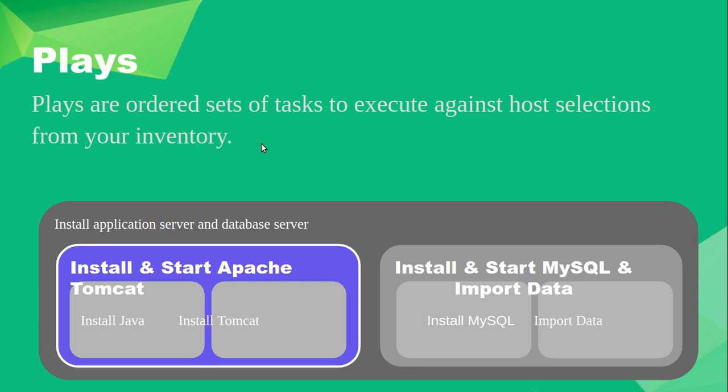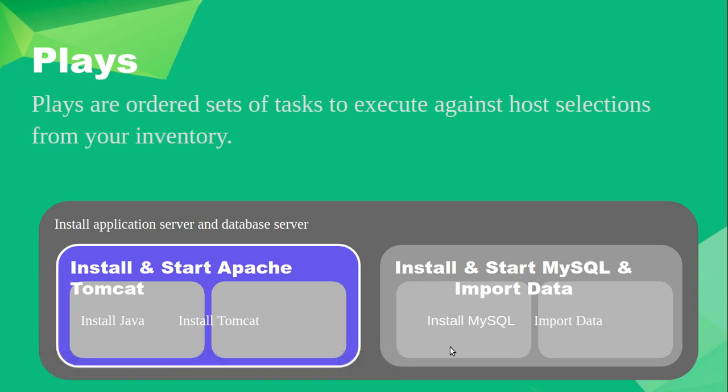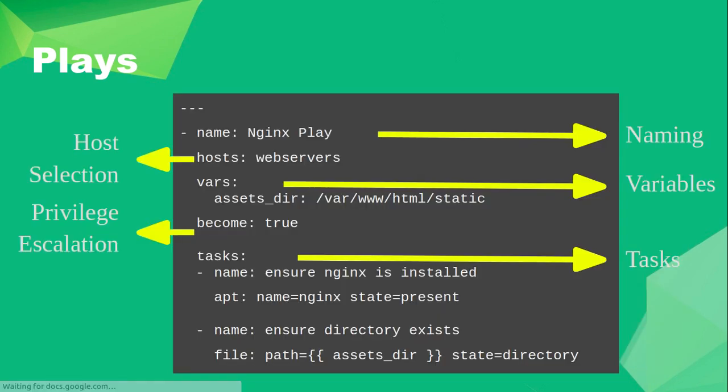Now let's say you have a requirement to install Apache Tomcat and to install Java. This is your first requirement, and the second is you want to install MySQL and then import MySQL data. So these are the two tasks you want to perform with the Ansible playbooks. Let's see how we can do this.